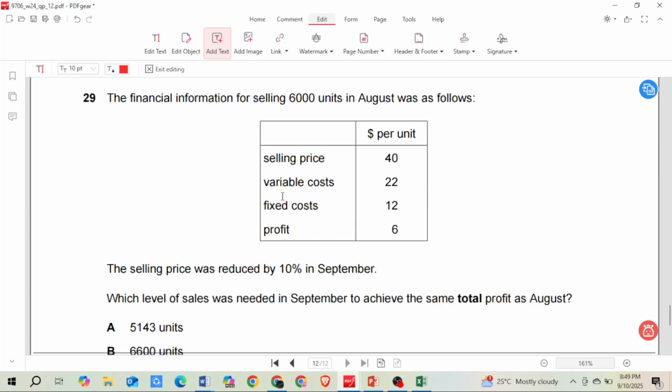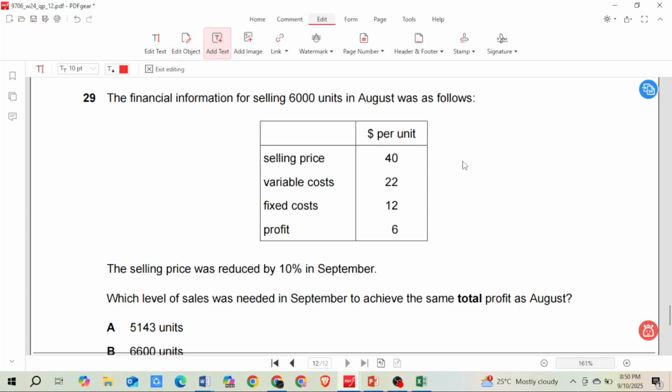The financial information for selling 6,000 units in August were as follows: selling price, variable cost, fixed cost, profit. The selling price was reduced by 10% in September. Which level of sales was needed in September to achieve the same total profit as August? Okay, now we need to calculate what profit we were making in the month of August.